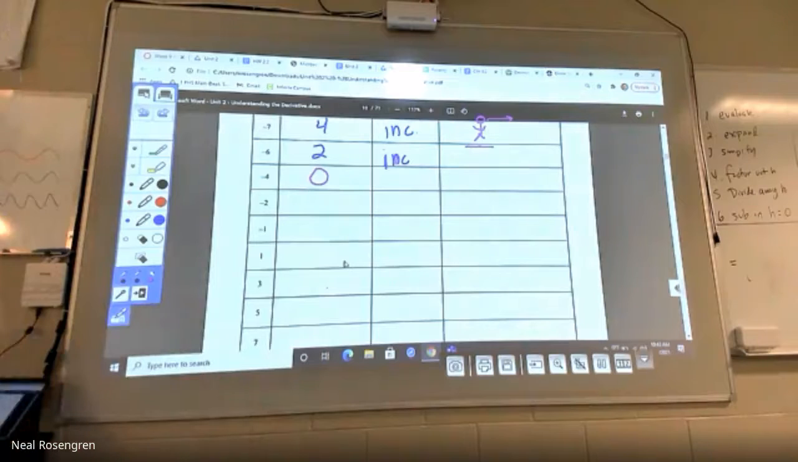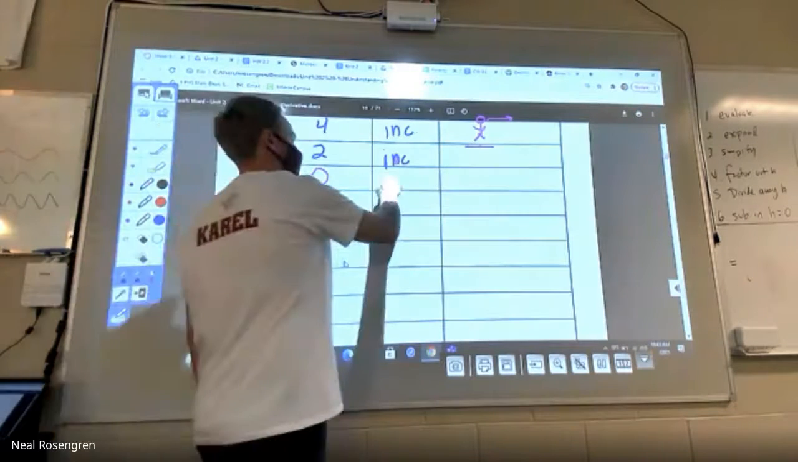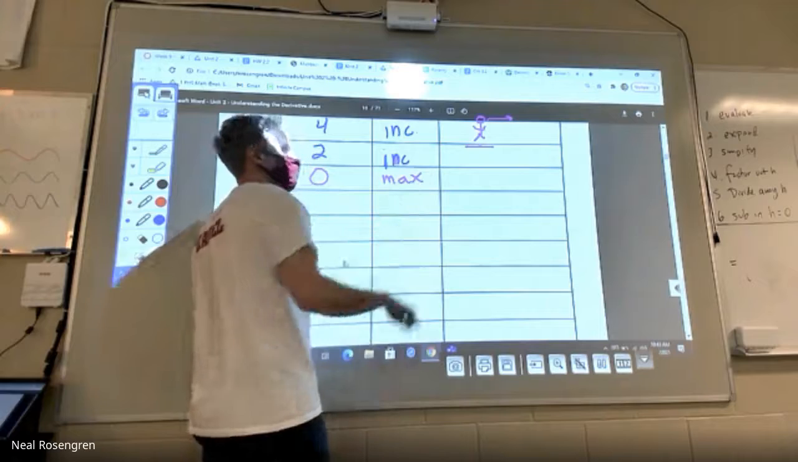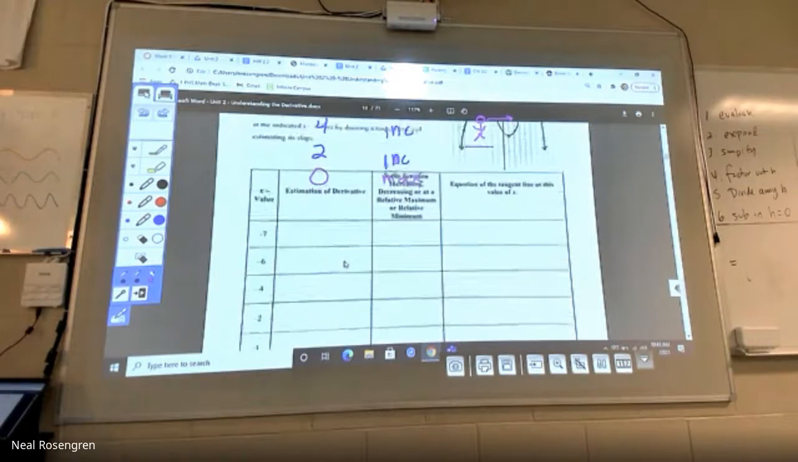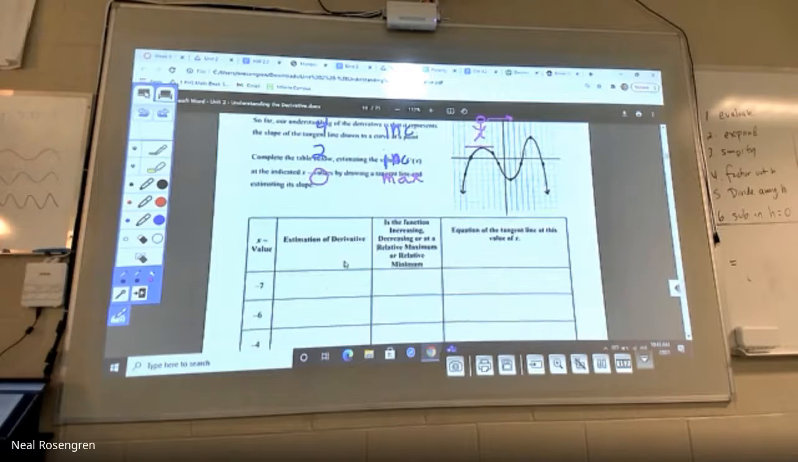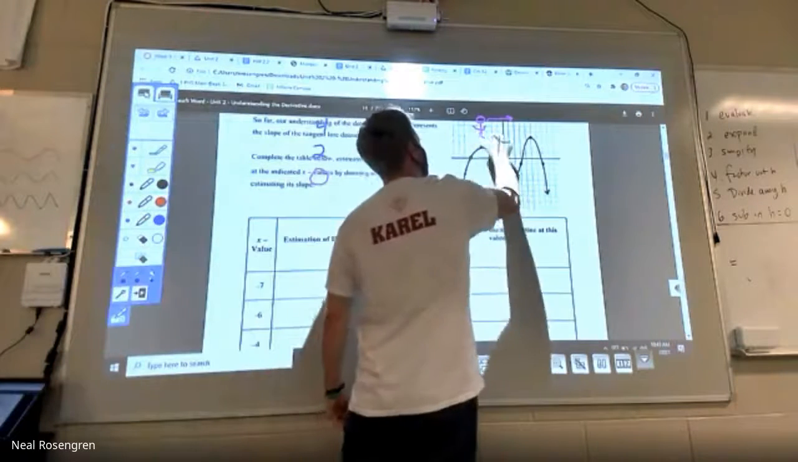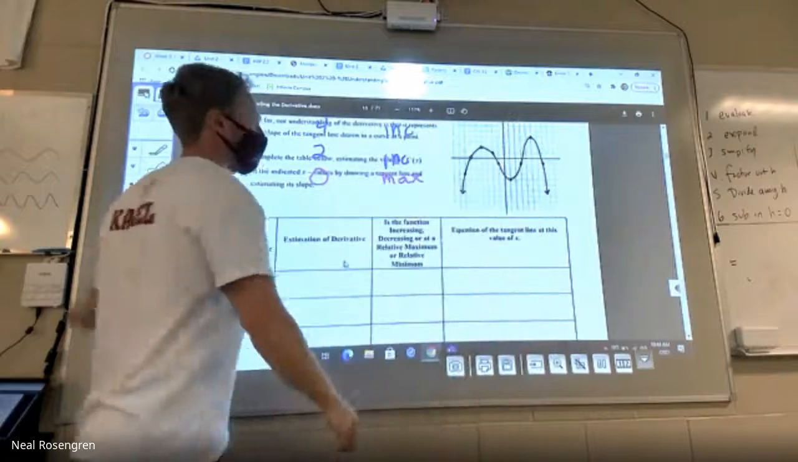Now, is that point a relative minimum or max at that spot? We're at a max. Okay, and max is good. Awesome. Okay, now though, we take a couple steps and we start making our way to the right, because we're always going to move from left to right.